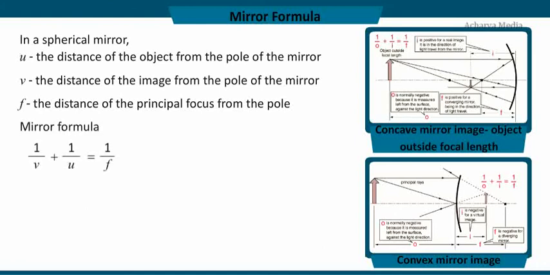This formula is valid in all situations for all spherical mirrors for all positions of the object. You must use the new Cartesian sign convention while substituting numerical values for u, v, f and R in the mirror formula for solving problems.